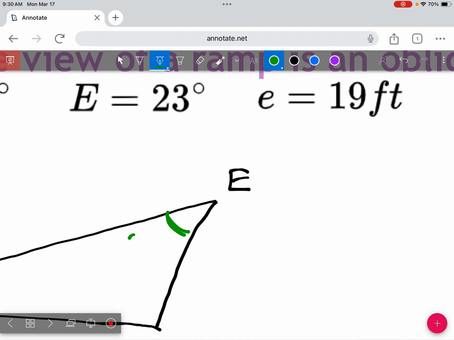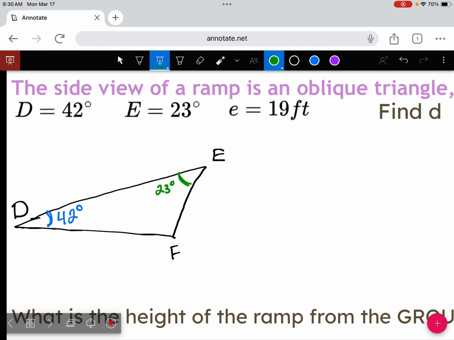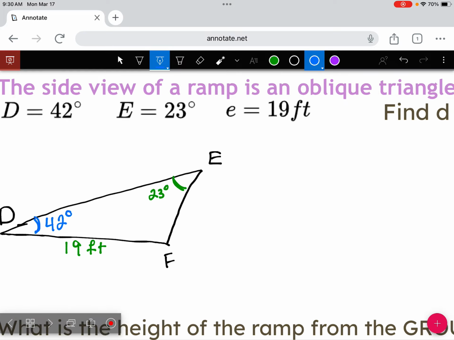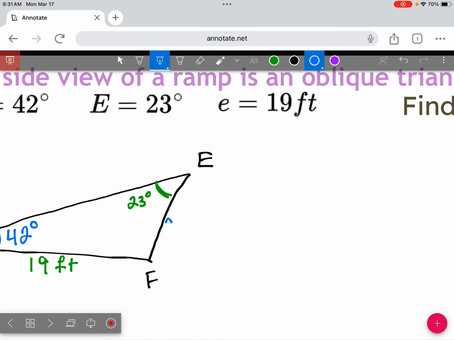Angle E is 23 degrees, and we know that side E is 19 feet. So the first thing we're asked to figure out is side D. If it's just telling us to find D, we don't have to find anything else. We do not have to solve the triangle. We're trying to find this side.